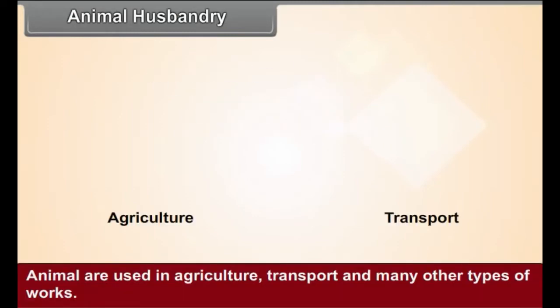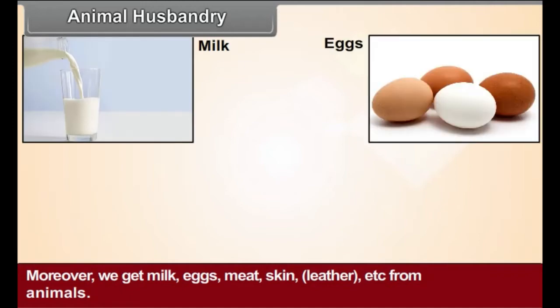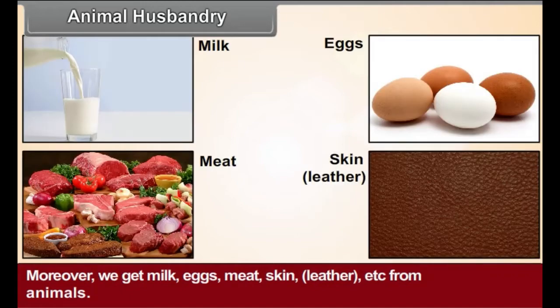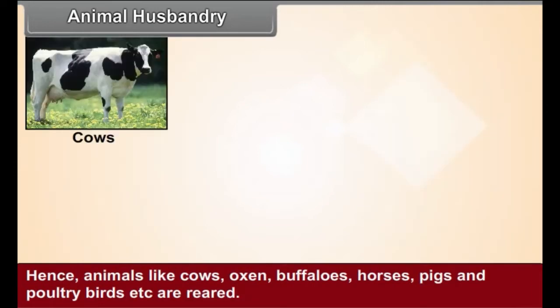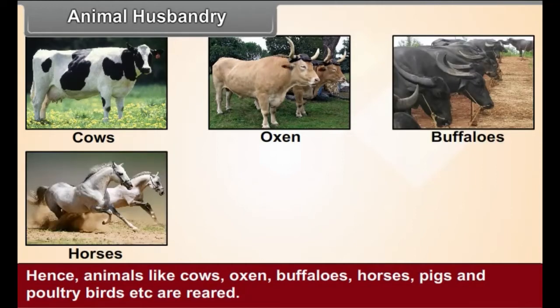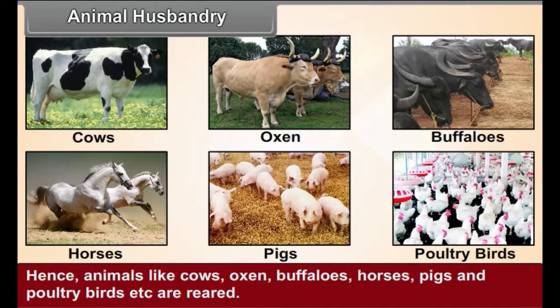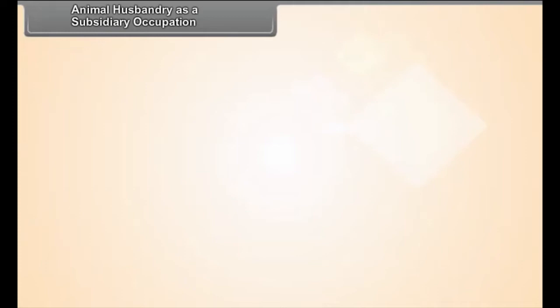Animals are used in agriculture, transport, and many other types of work. Moreover, we get milk, eggs, meat, and skin, that is leather, from animals. Hence, animals like cows, oxen, buffaloes, horses, pigs, and poultry birds are reared. Animal husbandry as a subsidiary occupation.